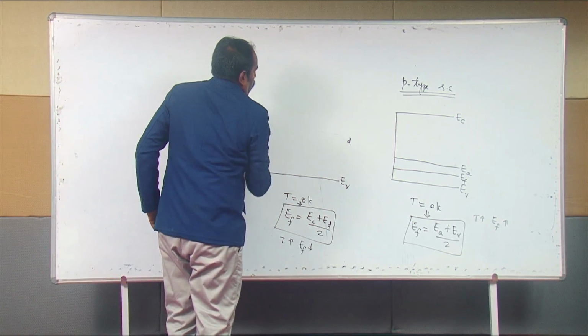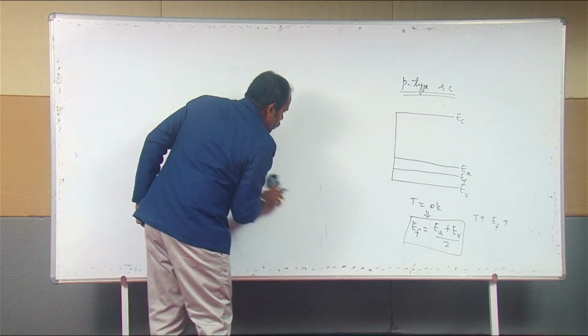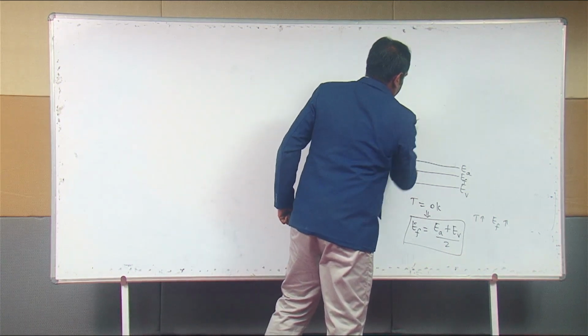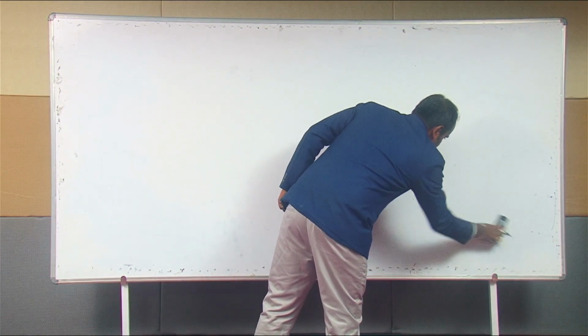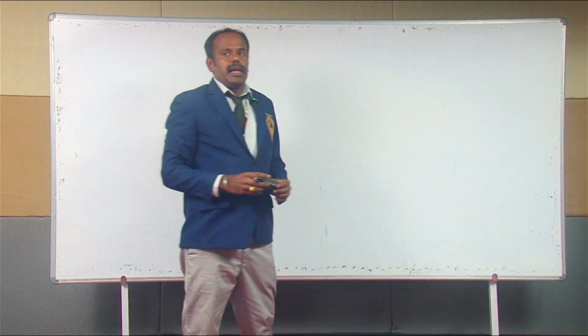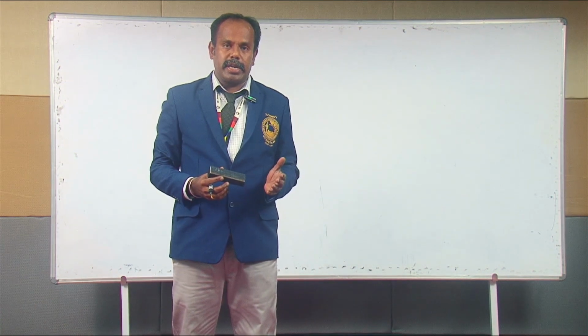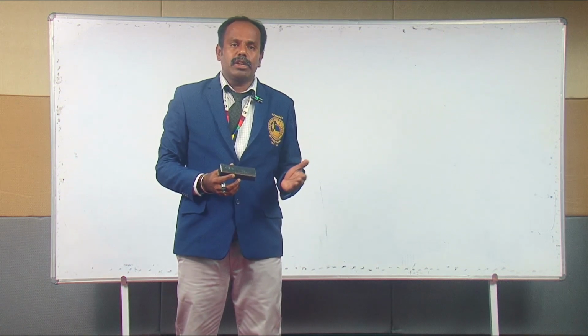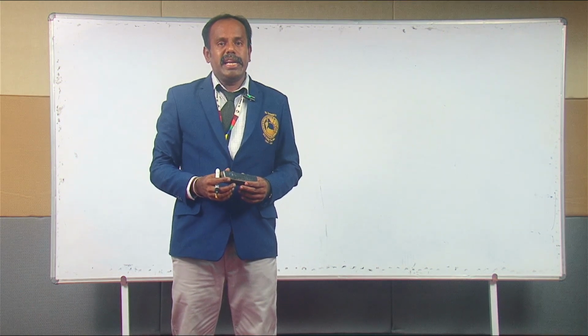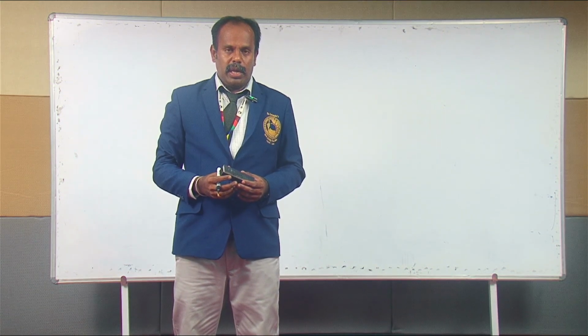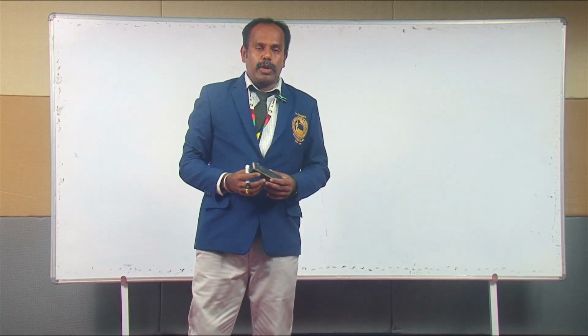So, in this session, we have discussed the n-type and p-type semiconductors, what they basically are, how they are formed, and also how the n-type and p-type semiconductors will behave at T equal to 0 Kelvin and also T greater than 0 Kelvin.